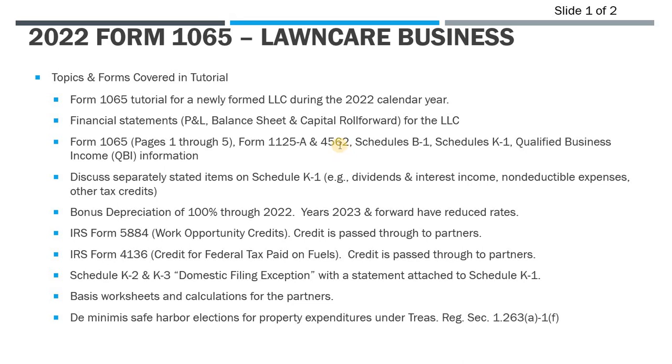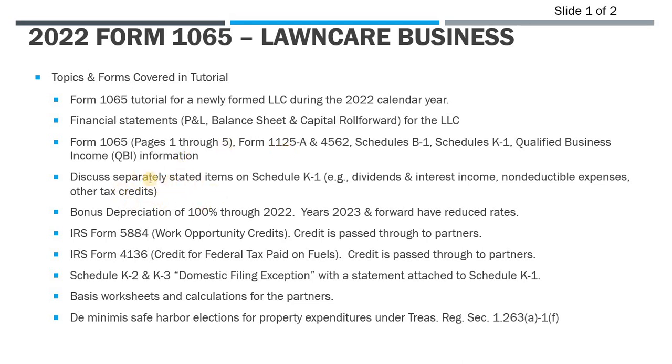Form 4562 covers depreciation, right? So we have some bonus depreciation for the year, and so all that's going to be recorded there. Schedule B-1. So B-1 is a disclosure of the owners in the company that own a certain percentage or greater, depending on the threshold. So we'll go into that. Schedule K-1, very important, right? Every partner gets a K-1 that shows their allocation of these items. So we'll go over those. And then QBI information under Section 199A.